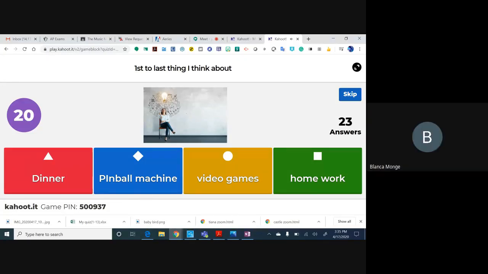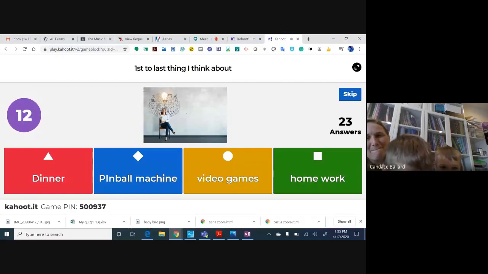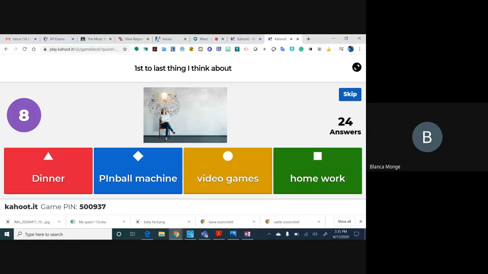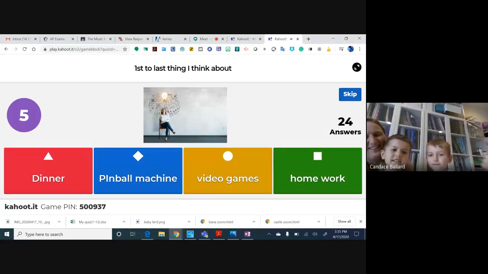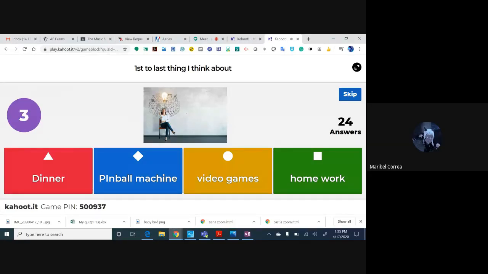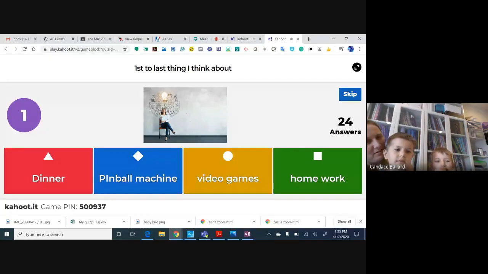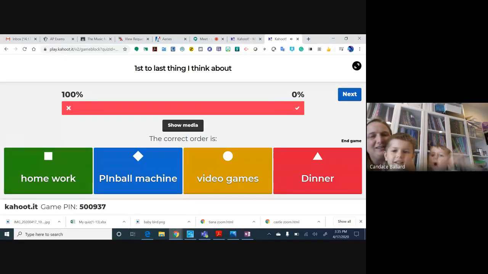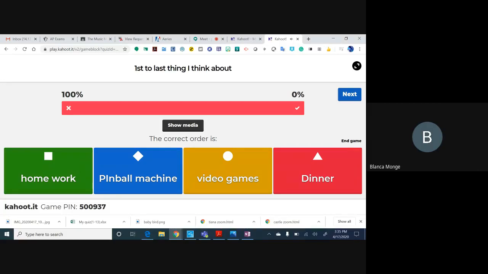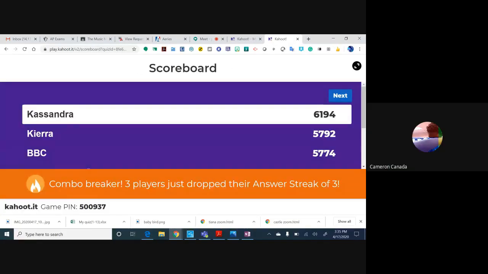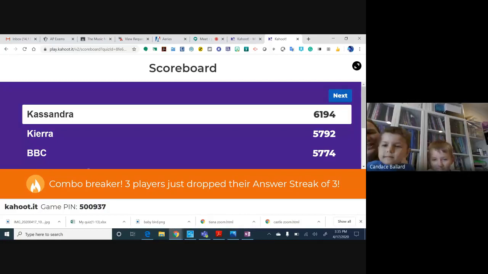Okay, well, for real. If it's homework first, pinball machine it is. It better not be first. Dinner's okay, but no homework. I put video games, pinball, dinner, then homework. I did the same thing. I put the same thing. Good job with your numbers. All right, people. Pinball machine. Video games. What's the order? Homework goes last. Dinner first. Dinner last. Let's keep going, dude.